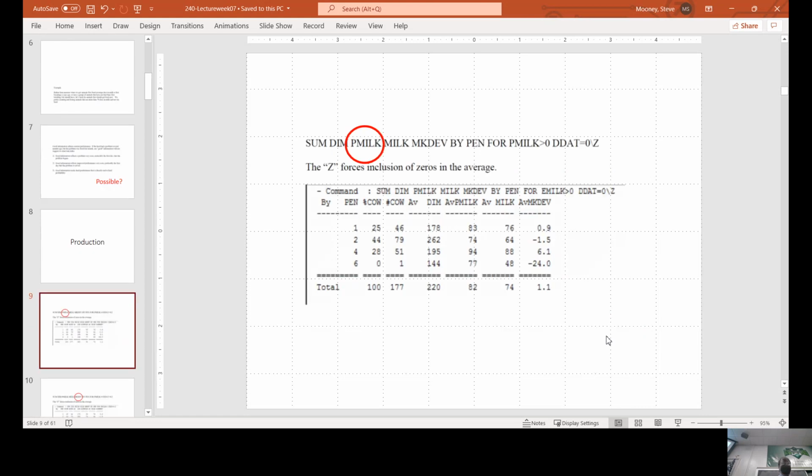potentially. So they started out with production. So they start with this script up here. So what are we looking at here? We're going to sum. So we're taking a bunch of information and then we're going to put days in milk. Has anybody seen PMILK before?